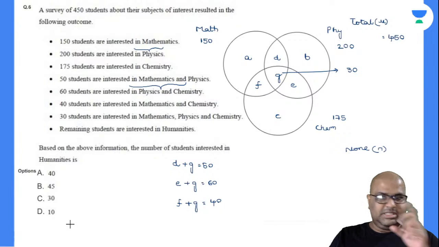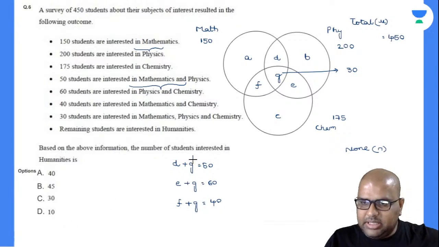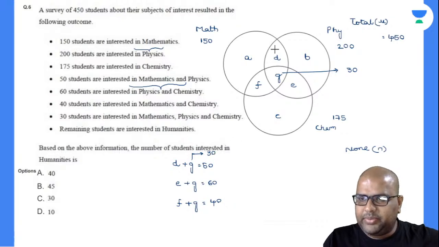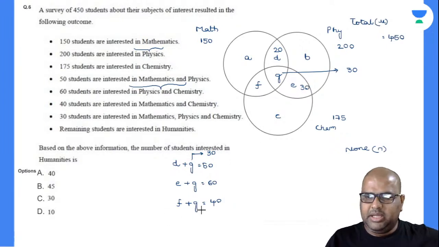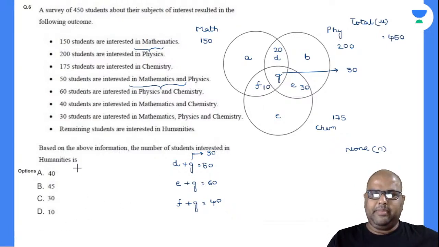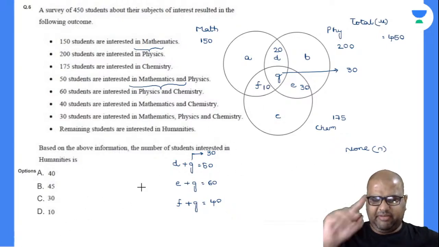Now see here, if G value is given as 30, what will be D value? D value will be 20. I'll write down this 20 here. If G value is 30, E value will be 30 because 60 totally. If G value is 30, F value will be 10. Yes, perfect. Remaining students are interested in humanities, we will find out that N value.